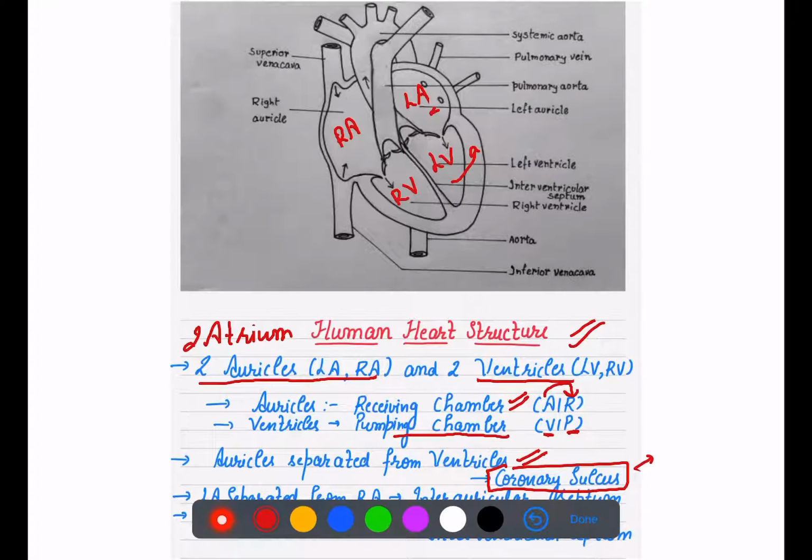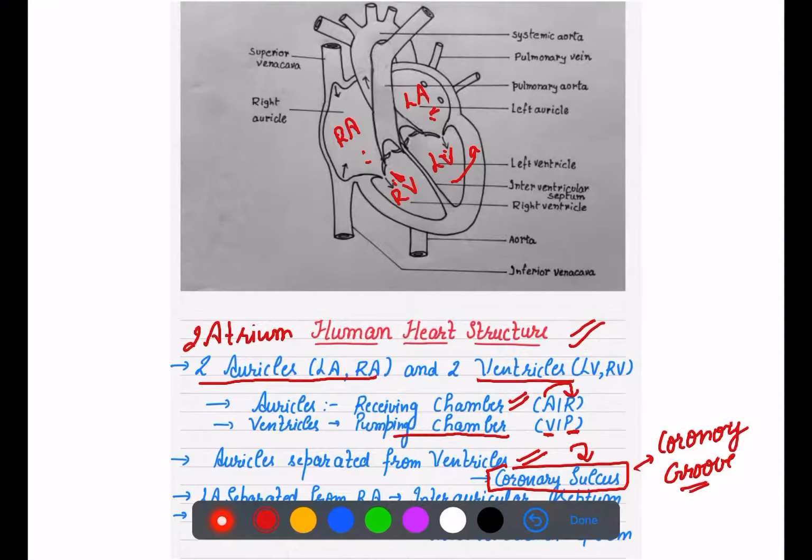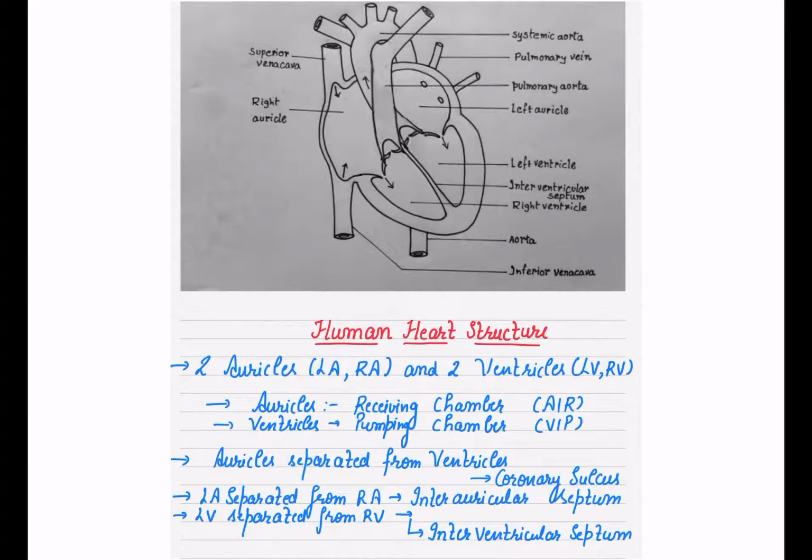Coronary sulcus is also known as coronary groove. Basically it is a very deep structure which is separating these auricles from the ventricles. That structure is known as the coronary sulcus. It is present deep inside, that is why it is known as a groove, the coronary groove. Now the left auricle is separated from the right auricle with the help of the interauricular septum.